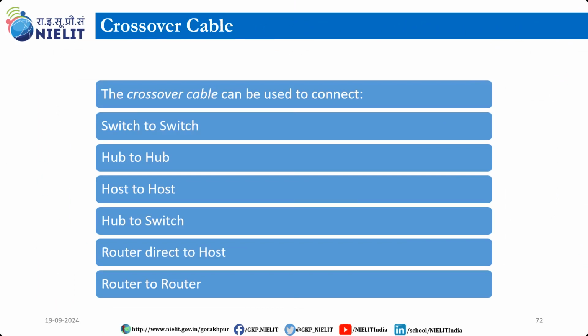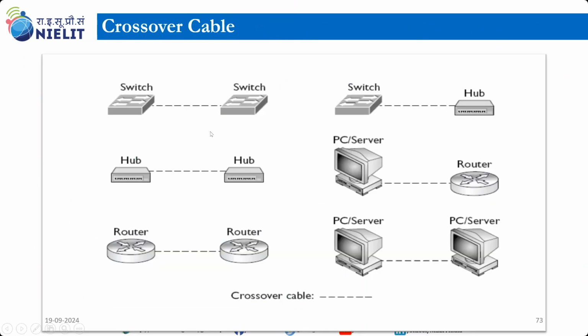So this router to host can be directly connected with the help of a crossover cable, and router directly to router can also be connected with a crossover cable. So if we have the same types of device, you can use a crossover cable and directly connect switch to switch, switch to hub, hub to hub, PC to PC, PC to router, router to router.